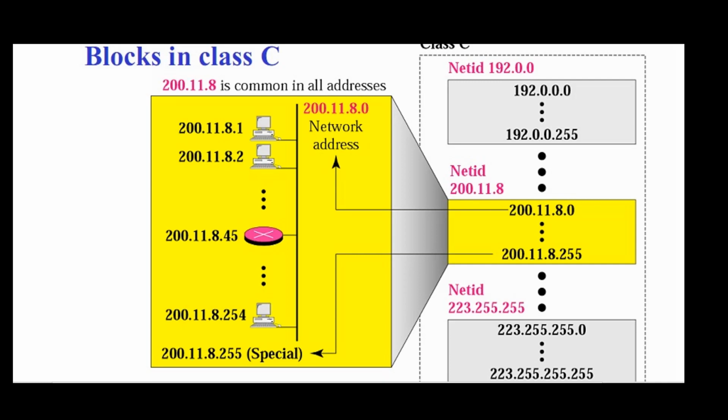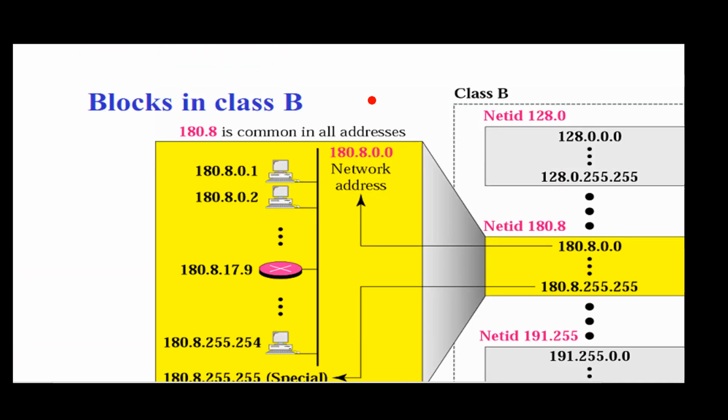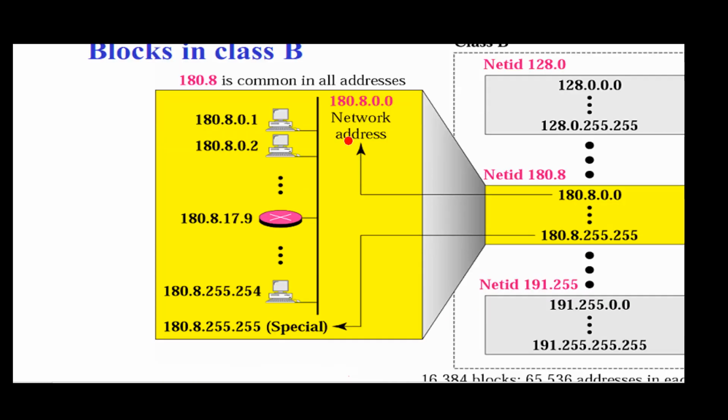Okay, you can see here 200.11.8.1 up to 255. This is a range, whereas the network address is 200.11.8.0. Similarly in class B, you can check the first 2 digits, 180.8.0.0. The hosts connected to this network can vary from 0.1, 0.2 and so on up to 255.255. So it starts from 0.0 and goes up to this value. So this is one of the networks, and that is described here.